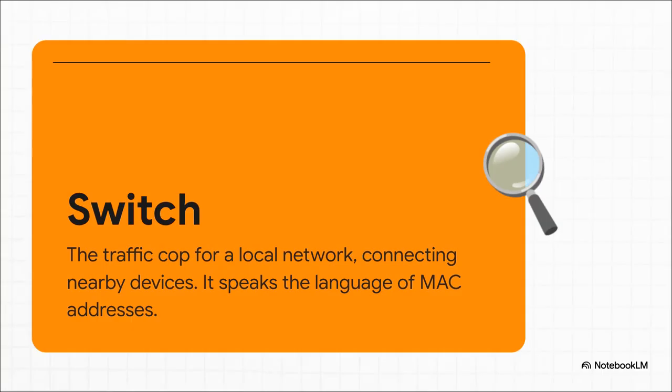The very first piece of gear our packet is going to meet is a switch. And the best way to think of a switch is like a local traffic cop. Its entire job is to direct traffic within a single network, making sure your computer can talk to your printer or that your laptop can see your smart TV. The key thing here is a switch only knows about its own little neighborhood. It doesn't know anything about the great big world outside.